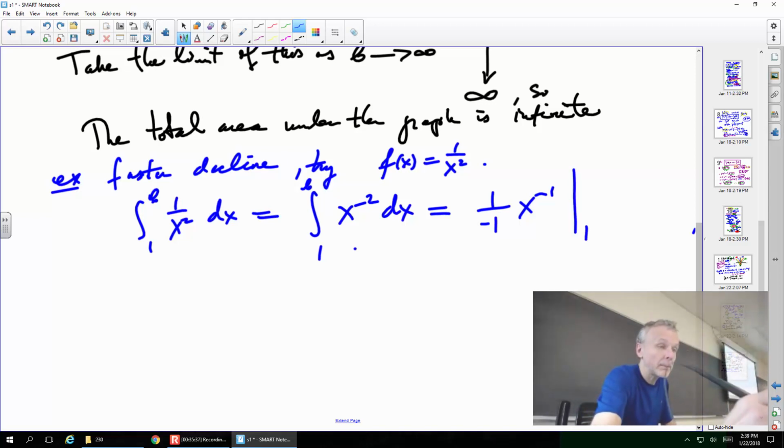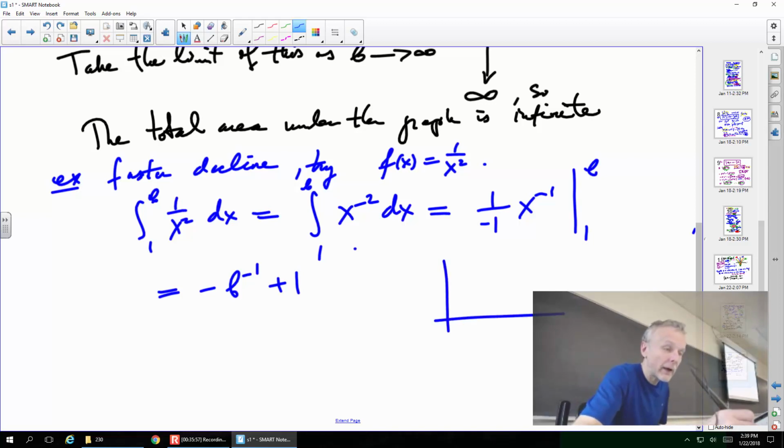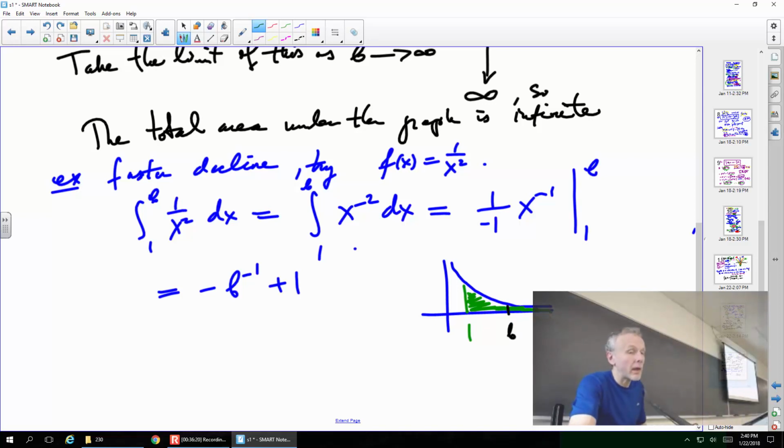And it's from 1 to b, once again. If we continue with this computation, we'll have negative b to the negative 1, plus 1. Once again, a faster declining function, faster than 1 over x. We're still looking at 1 to infinity. This is the region we're interested in. We picked a b here somewhere, a random number, and then naturally the next step is to let b go to infinity.